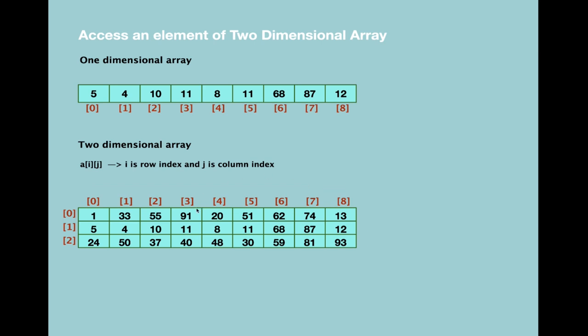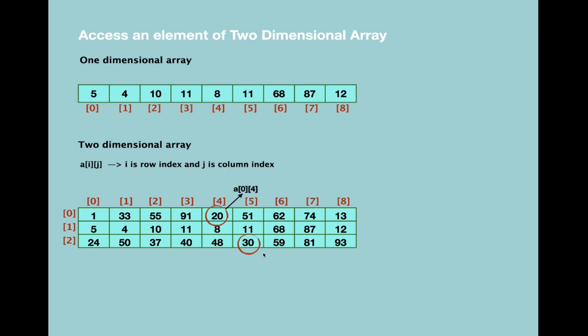So to access any given element in two-dimensional array, the syntax is like this. Here, the first index is I, which represents the row index, and the second index, which is J, represents the column index. So for example, if I want to access an element over here, first we need to find out the row index, which is, as you see, 0, and then we find out the column index, which is 4. So to access this element, we need to write something like this. Here 0 is the row index, 4 is the column index, and A is the name of the array.